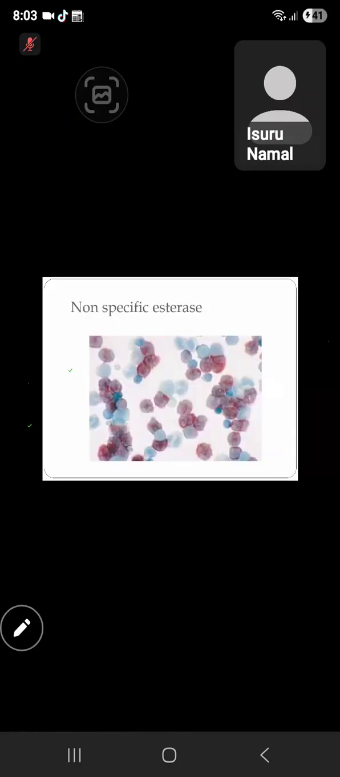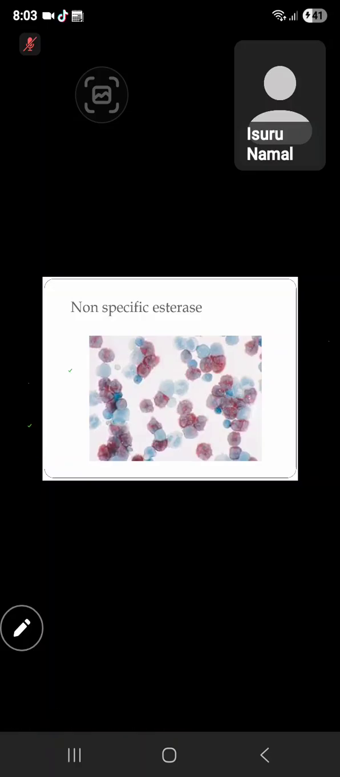Okay. Let's move to the non-specific esterase, NSE, right? Here you can see some cells with brown color cytoplasm. After the non-specific esterase technique, you can identify this in your smear. These brown color cells are monoblasts in AML M5, AML M5A and M5B, as I previously told. Then you can see monoblasts in your bone marrow smear or the blood smear.